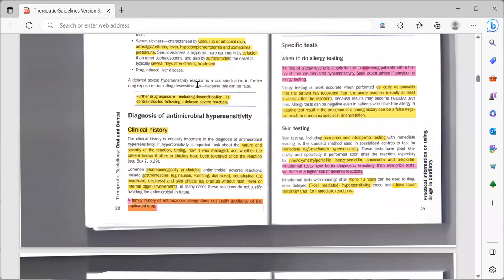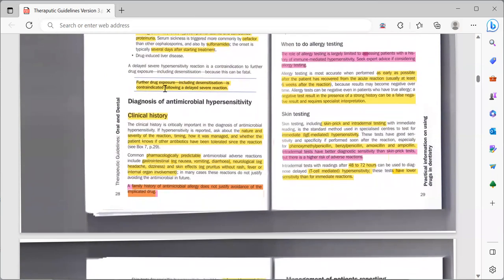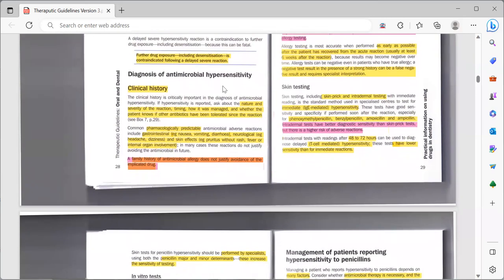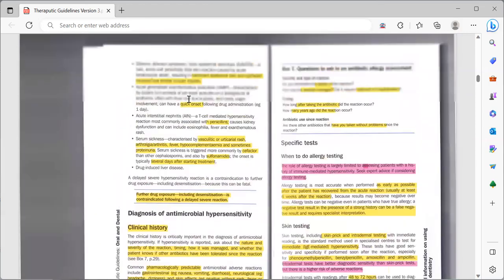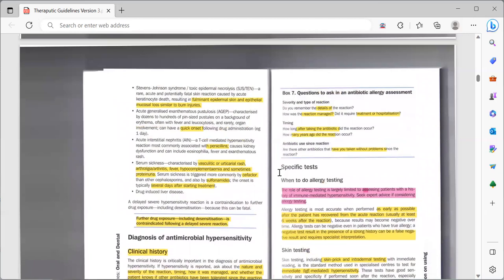So you should not be repeating that drug to the patient, which you know that patient is already allergic to it. Further drug exposure, including desensitization, is contraindicated following a delayed severe reaction. So, how would you diagnose if the patient is allergic or not? Firstly, you will take the history and then you will do the tests.